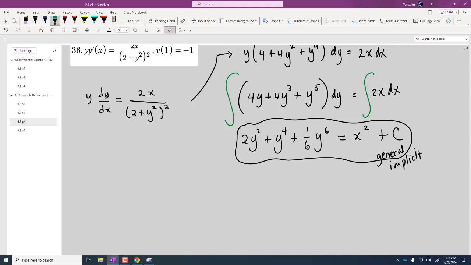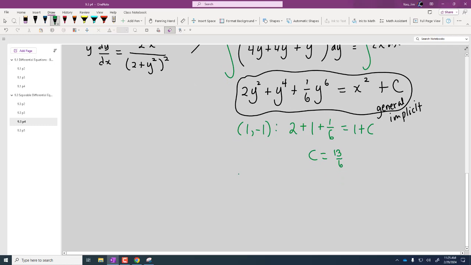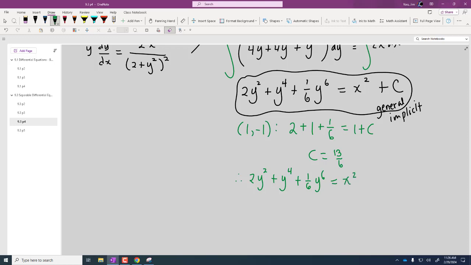Okay, so that's what we have. Now we're going to go ahead and deal with our initial value. So let's see if this somehow turns it into a form where we could get an explicit one. This tells us that when x is 1, y is negative 1. So if y is negative 1, the left side becomes that, and the right side becomes that. And so I think we get c equals 13 over 6. The 1's cancel, and 2 plus 1 sixth, common denominator of 6, 12 plus 1 is 13. So therefore, we are dealing with this curve: 2y squared plus y to the fourth plus 1 sixth y to the sixth is equal to x squared plus 13 divided by 6.